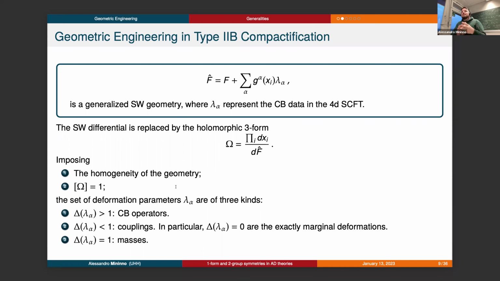The Seiberg-Witten differential is replaced by a holomorphic three-form, but then the story is exactly as I showed it in the first slide. You require the homogeneity of the geometry and the fact that the Seiberg-Witten differential has dimension 1, and then you can classify all the possible deformation parameters that you have. And there are 3 possibilities. They can have a conformal dimension larger than 1, smaller than 1, or equal to 1. And the Coulomb branch operators are those with a larger than 1 dimension. Then there are the couplings, and in particular, marginal deformations are those that have a dimension equal to 0, and the masses are those equal to 1.